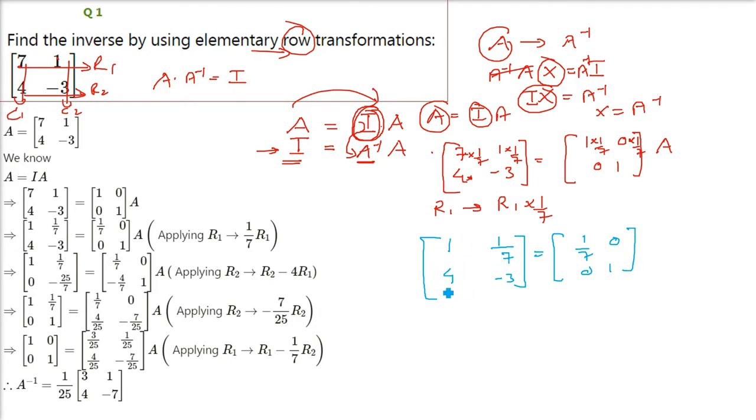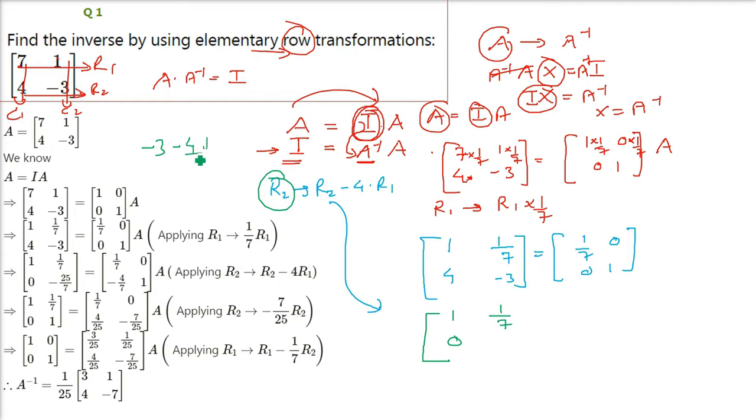Now we'll make this 4 as 0. So row 2 will change: row 2 minus 4 into row 1. Because if you multiply this row 1 with 4, you'll get a 4. And you subtract it from row 2, so 4 minus 4 is going to be 0. So essentially the diagonal will have to be 1, others will be 0. So we are making 1 more as 0. So 4 minus 4 into 1 is 0. Minus 3 minus 4 into 1 by 7.